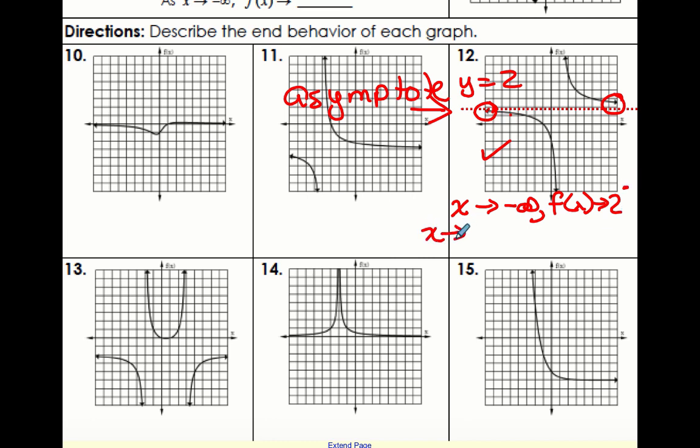As x approaches positive infinity, that means I'm going on the right side now. What's happening is it's getting closer and closer to 2 as well, except this time it's not coming from below, it's coming from above. That's the positive side.